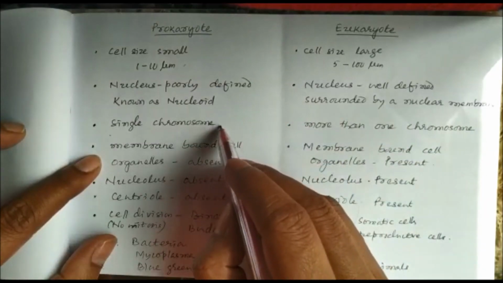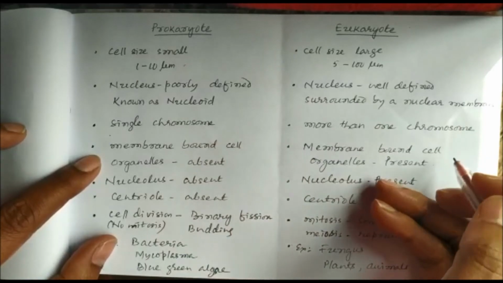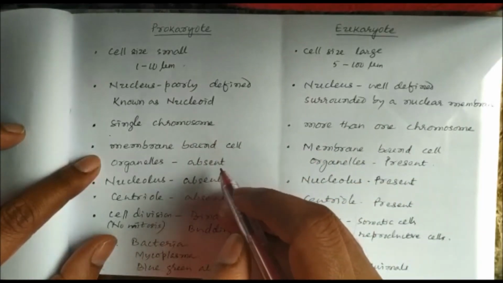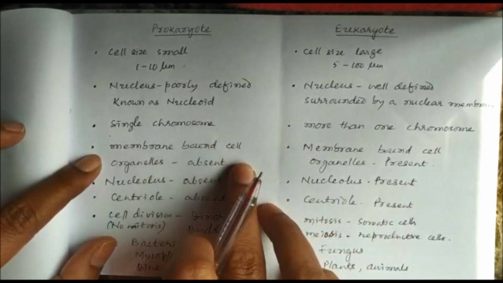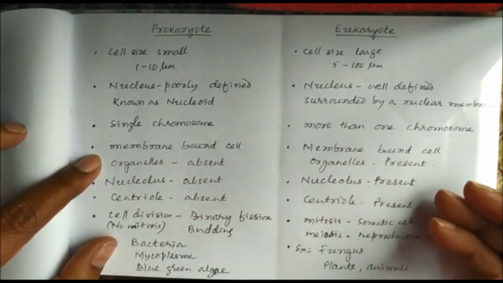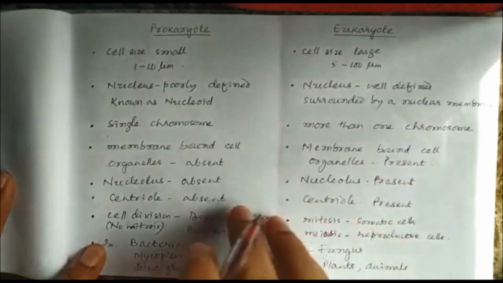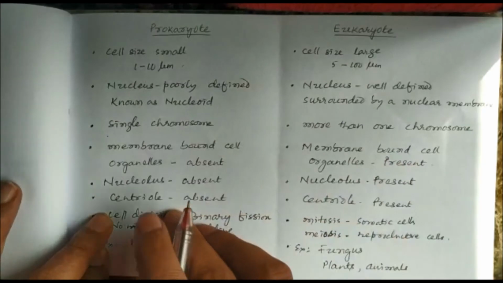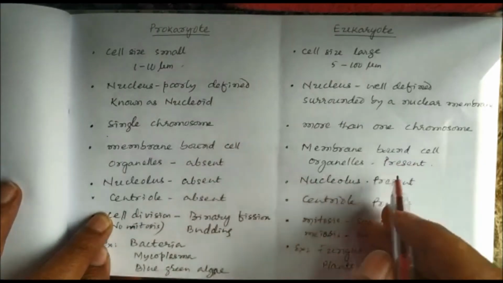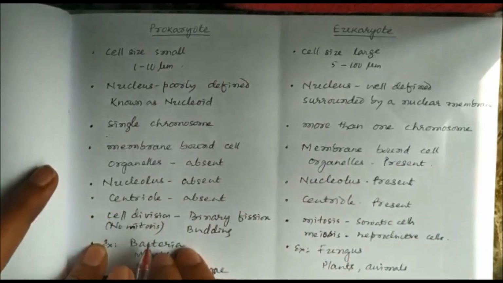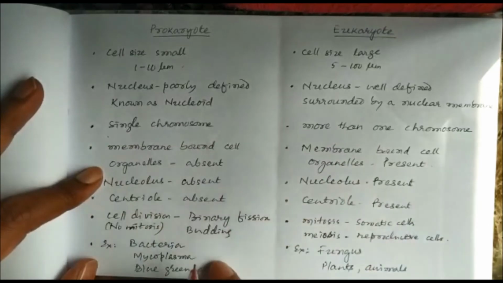Prokaryotes have a single chromosome, whereas eukaryotes have more than one chromosome. The membrane-bound cell organelles are absent in prokaryotes, whereas in eukaryotes the membrane-bound cell organelles are present. Since the nucleus is poorly defined, the nucleolus is absent in prokaryotes, and the nucleolus is present in eukaryotes. Centriole is absent in prokaryotes, and centriole is present in eukaryotes.